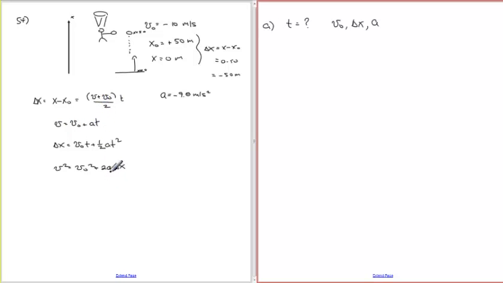Well, let's see. Yeah, solve for time. It would involve a quadratic equation, which if we can avoid, we would. So at this point, we could do one of two things. We could take this equation, the third equation, and put it in the form of a quadratic equation.